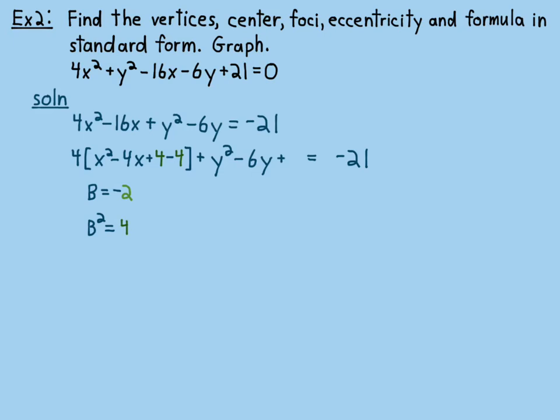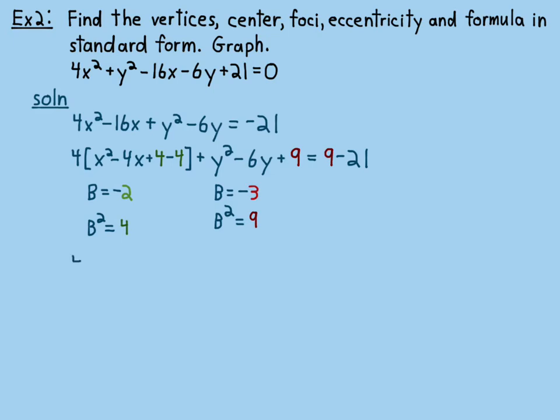Okay, now I'm going to look at the y's. Half of negative 6 is negative 3, so my capital B for y is going to be negative 3. If I square that, I get 9. And this one is not inside any parentheses or brackets or anything, so this one I can add 9 to both sides of the equation. So I'll do this that way.